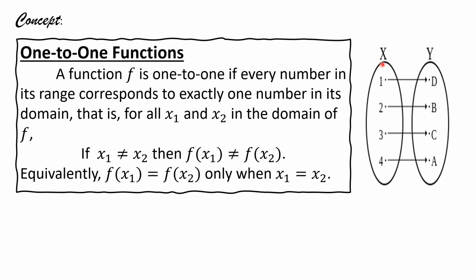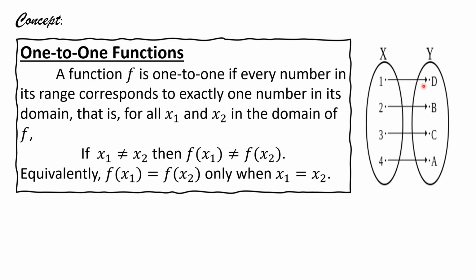So we have here two sets, set x and set y. In set x, we have numbers and in set y, we have letters. Each element of our x corresponds to an element in our set y. So for example, 1 corresponds to D, 2 corresponds to B, 3 corresponds to C, and 4 corresponds to A. Here we do not see that 1 corresponds to D and also corresponds to B. No, because then it is no longer a one-to-one function.